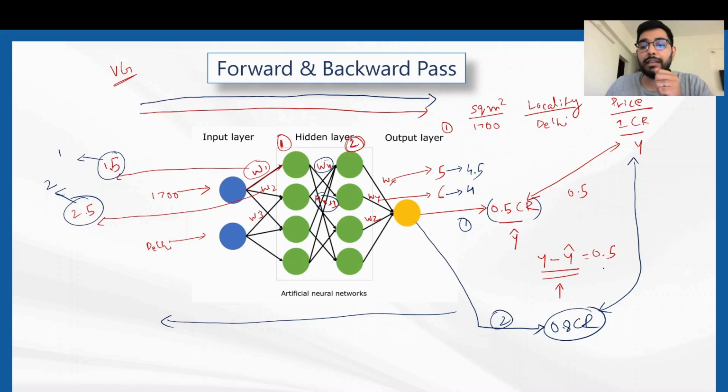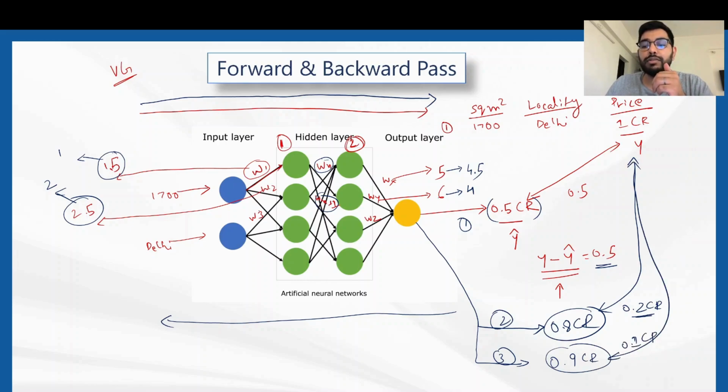The difference has reduced from 0.5 to 0.2 CR. Now, if we would do the same iteration again, that is the back propagation and the forward propagation after changing the weights again, there is a possibility in the third iteration we would get 0.9 CR as the output, which is even closer to the actual value, reducing the loss to 0.1 CR. This is the process of forward and backward propagation in neural networks.